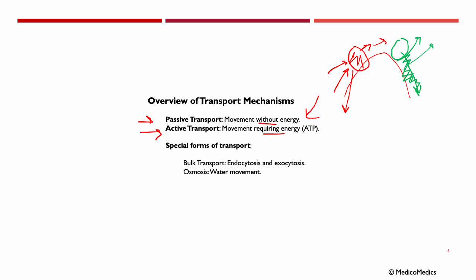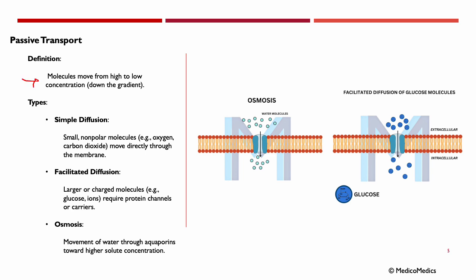Now, we also have special forms of transport like bulk transport, where we find endocytosis and exocytosis. But let's start with passive transport. So in passive transport, molecules move from high to low concentration, down the gradient. Types include simple diffusion. Small nonpolar molecules like oxygen and carbon dioxide move directly through the membrane. We have facilitated diffusion, where larger or charged molecules like glucose and ions require protein channels or carriers to get through. And then we have the process of osmosis, with the movement of water through aquaporins towards higher solute concentration.